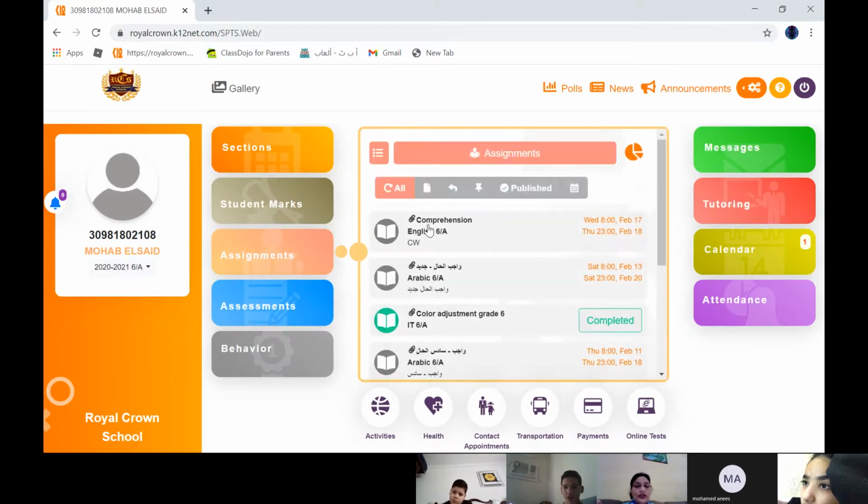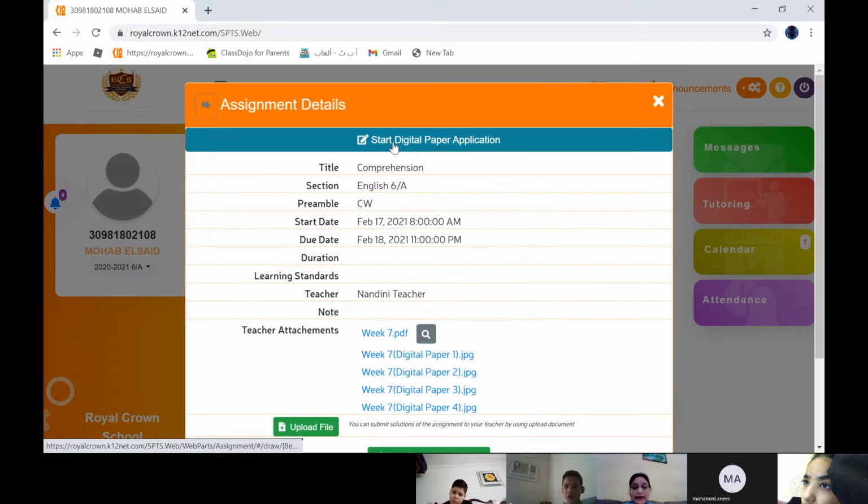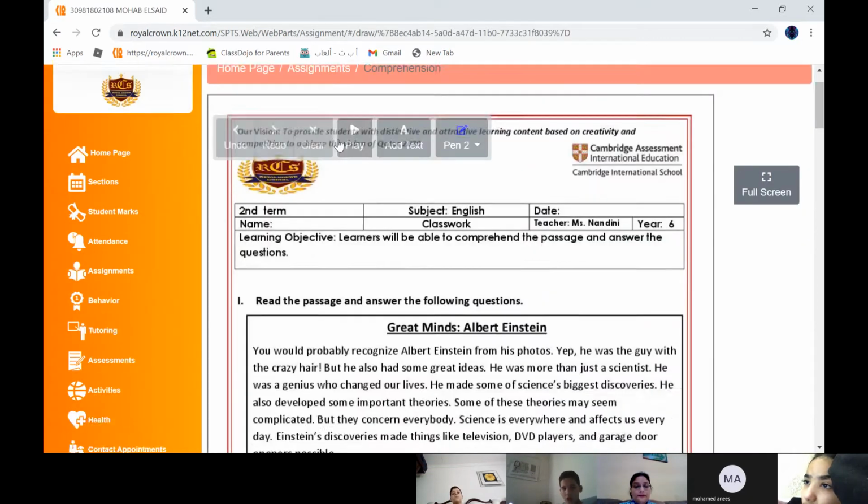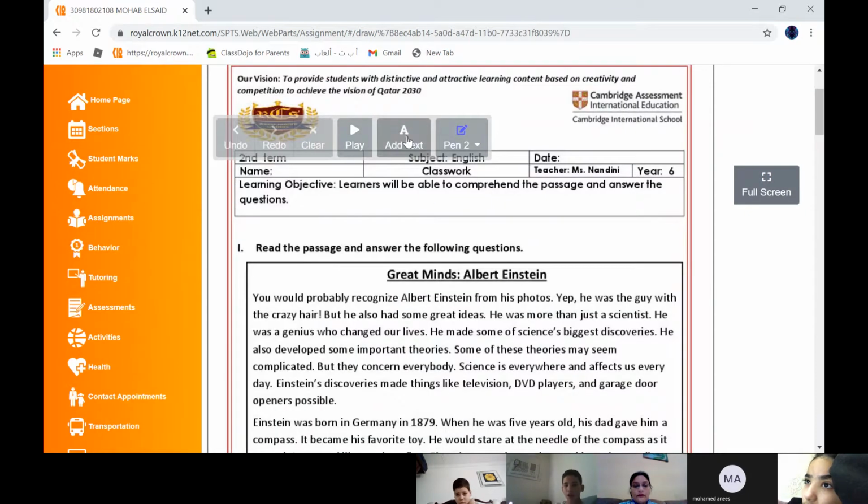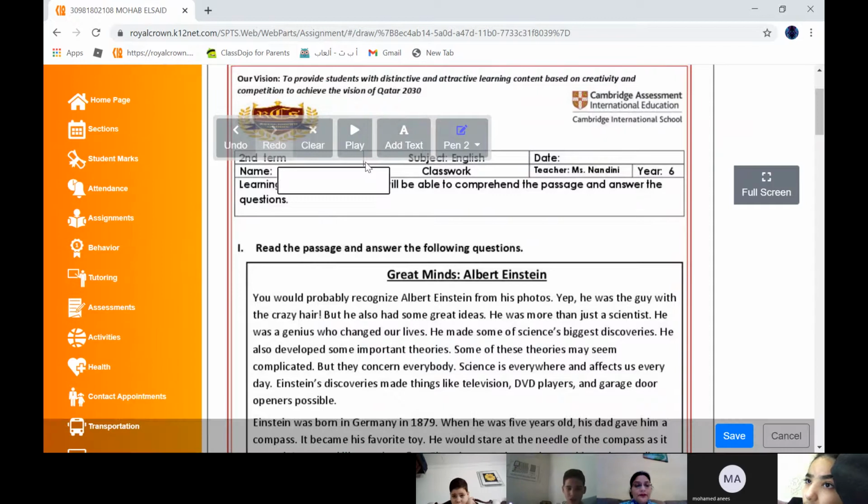Okay, then go to the comprehension which you saw as classwork. But don't submit, it's blank. Don't submit, and then it will open. After it, you press add text. Write in English. After add text, you type your name. And if you want to write more text, you press add text again. Good, and then you just save. Is it yes or no?